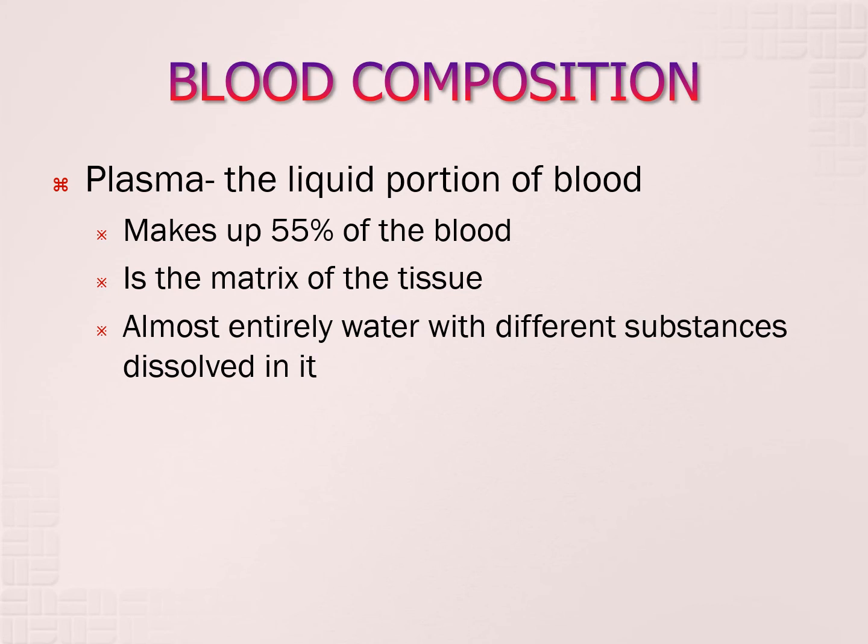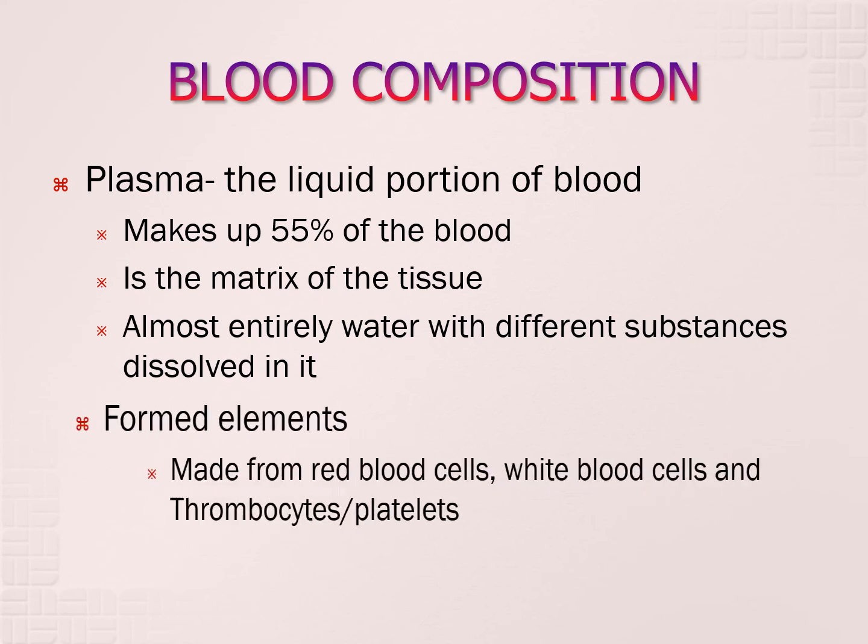So plasma is what's called the matrix. The matrix, however, is the state. Is it a liquid? Is it a gel? Is it a solid? And so blood has what we call a liquid matrix. And whatever makes up that matrix is called ground substances. So in the case of blood, ground substance would be something like water and anything that's dissolved in that water.